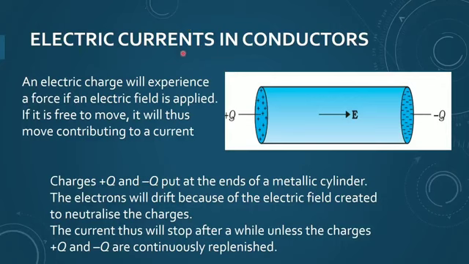So what about the current in conductors? So much idea we have from our previous knowledge: if I have a conductor, one end positively charged, one negatively charged, then an electric field is there, which always points from positive to negative direction. If I put plus q and minus q charges at the ends of the metallic cylinder, then electrons will get drifted because of the electric field. But it will stop after some time. It means the flow will stop after some time. It will not be continuous.